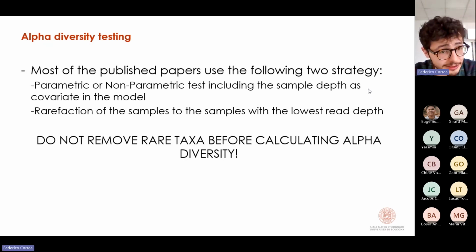Another thing that I will say that you should not do is to remove rare bacteria from your samples before calculating alpha diversity, because these measures are very sensitive to low abundant species.